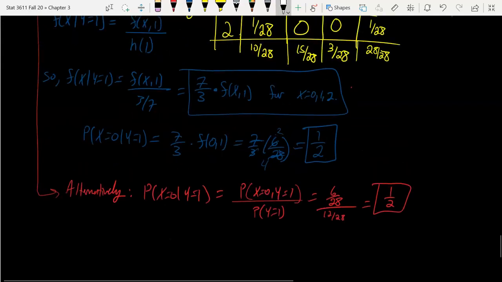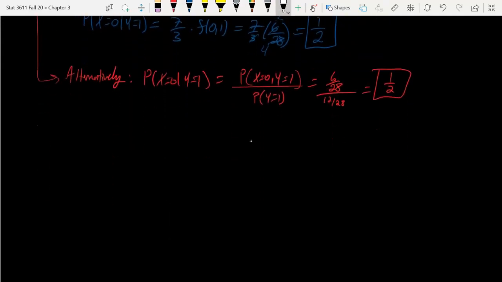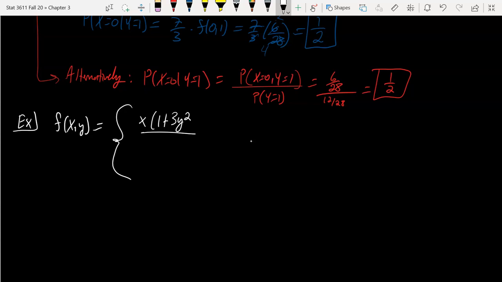So there's a discrete example. Let's take a look at a continuous example of a conditional distribution. Let's say f of xy is equal to, start a fresh one from scratch, x times 1 plus 3y squared, close that parenthesis off, all over 4. This is good when x is between 0 and 2, and y is between 0 and 1, and 0 otherwise. Okay.